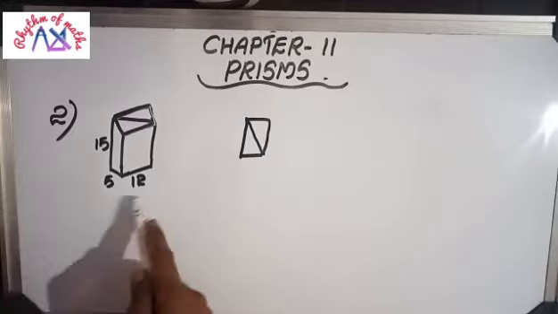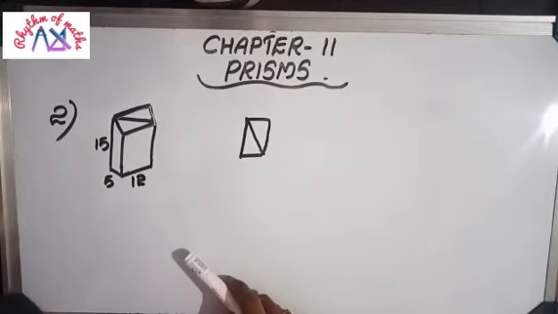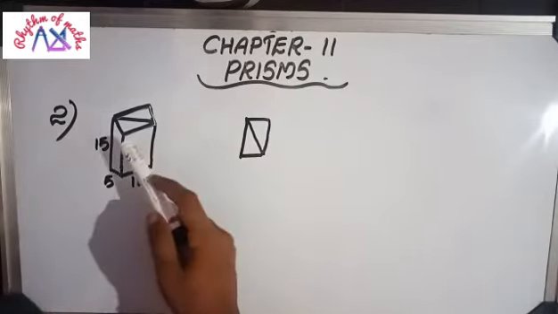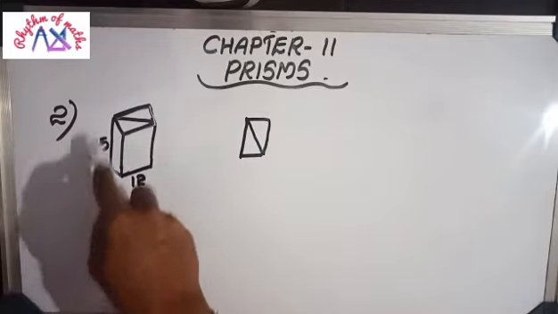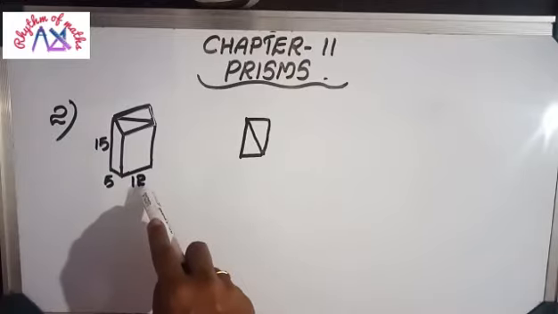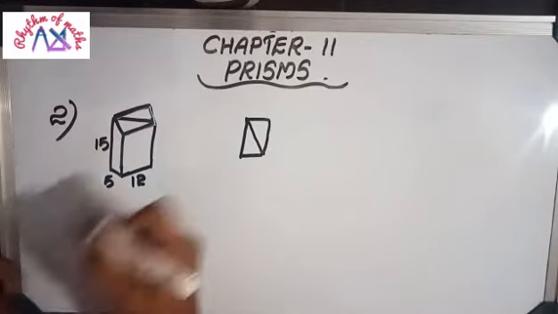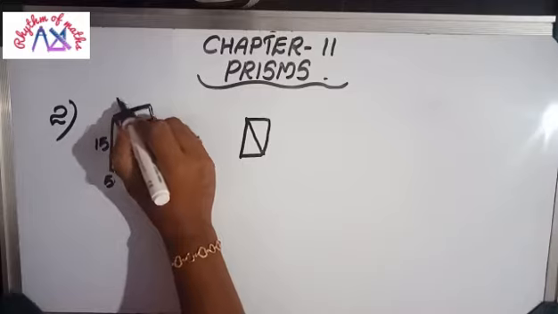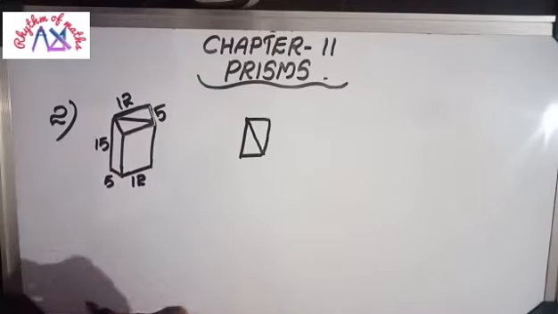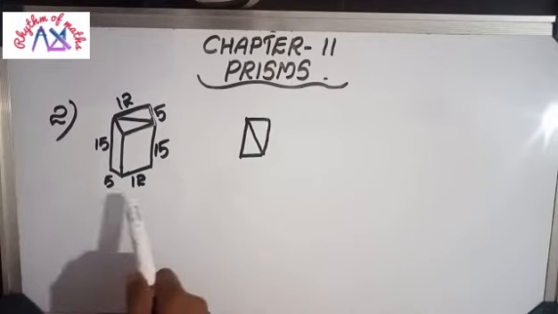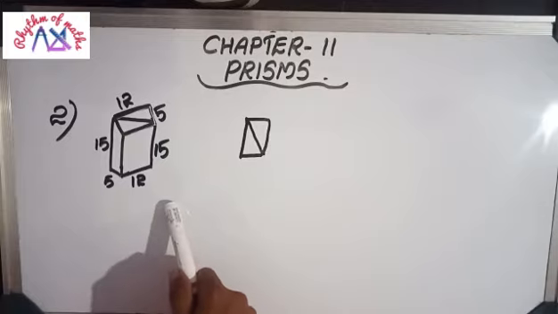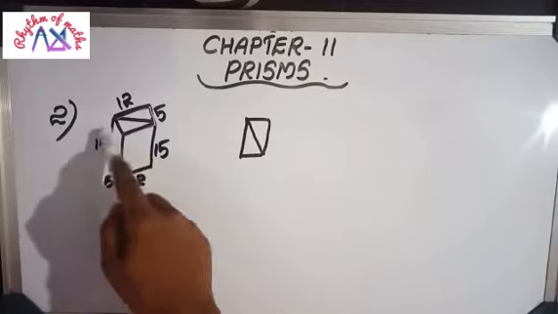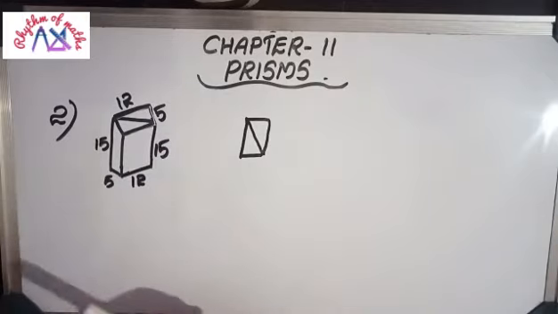Is there any change in this length, breadth and height? No change, because for both right triangles the length is the same, 12 centimeter, 5 is the breadth and height is 15 centimeter. One more 12 will be here, this is 12 and this will be 5, and the same height 15. We have to find the total surface area of the new prism, that is this rectangular prism's TSA.